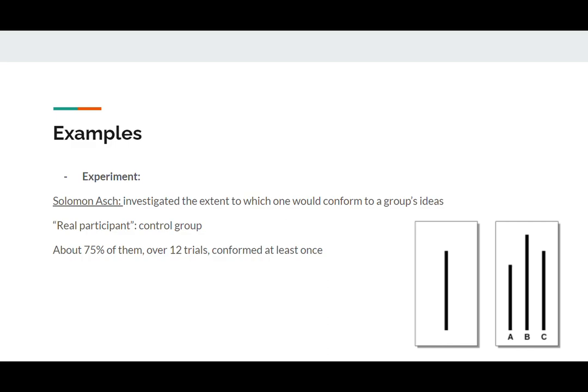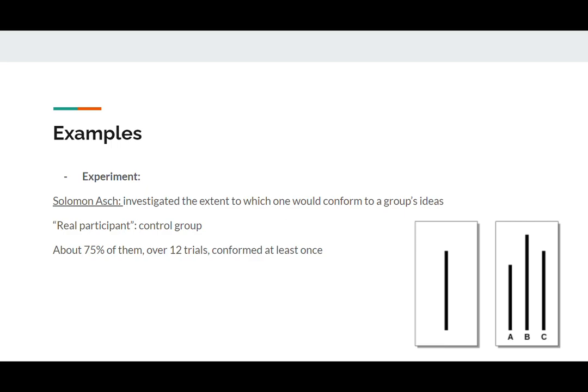Okay, so here are some examples for each of those research methods. The first one's experiment, and this is Solomon Asch, and he investigated the extent to which one would conform to a group's ideas. Each person in the room would have to look at these lines, like the ones in the right corner here, and state which one they thought was of similar length to the original line. The answer was, of course, obvious, which is C, but Asch wanted to see if the real participant would conform to the views of the rest of the group.